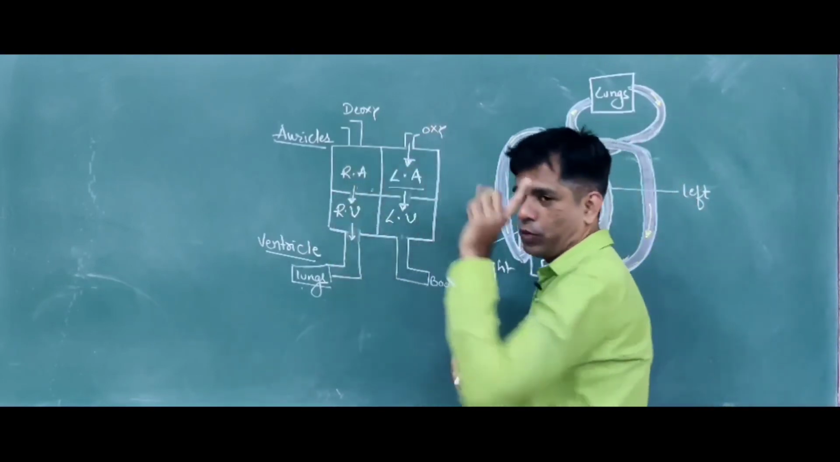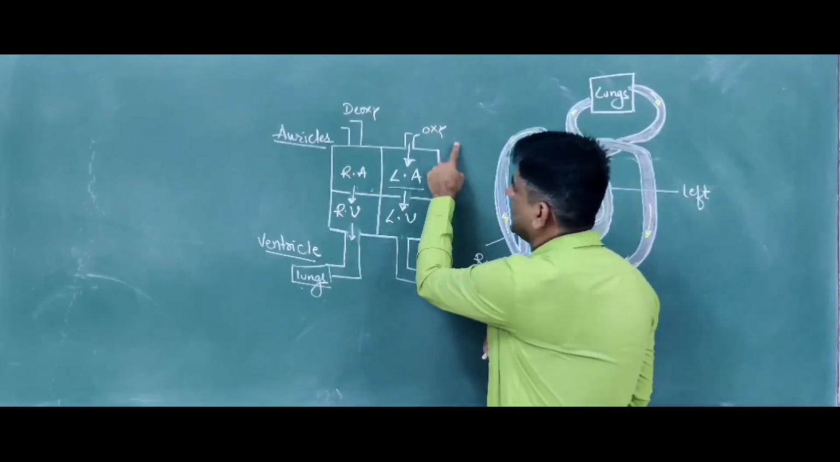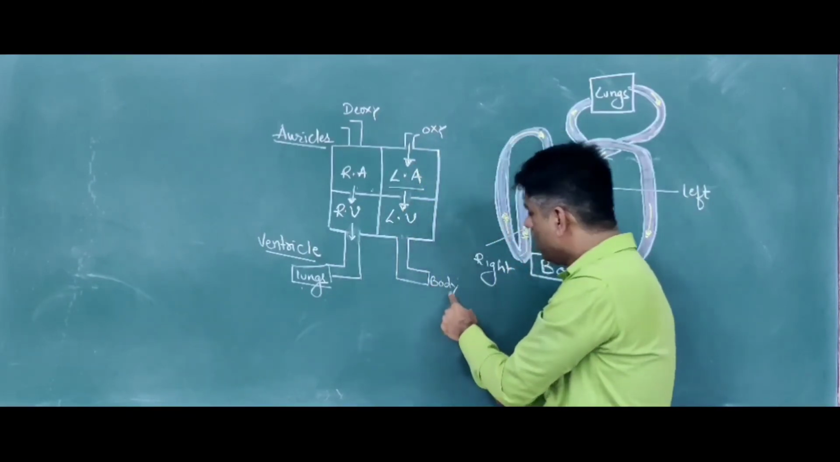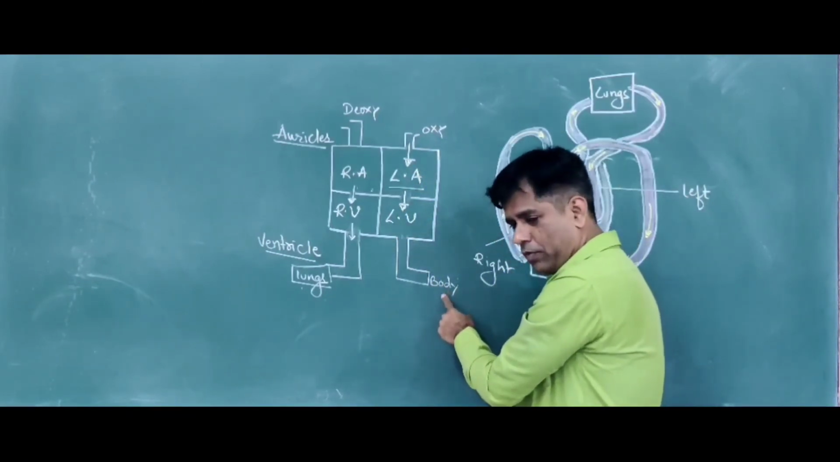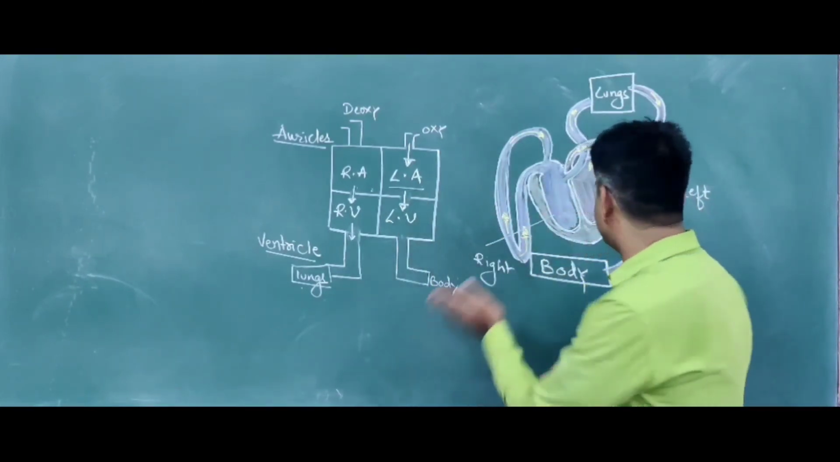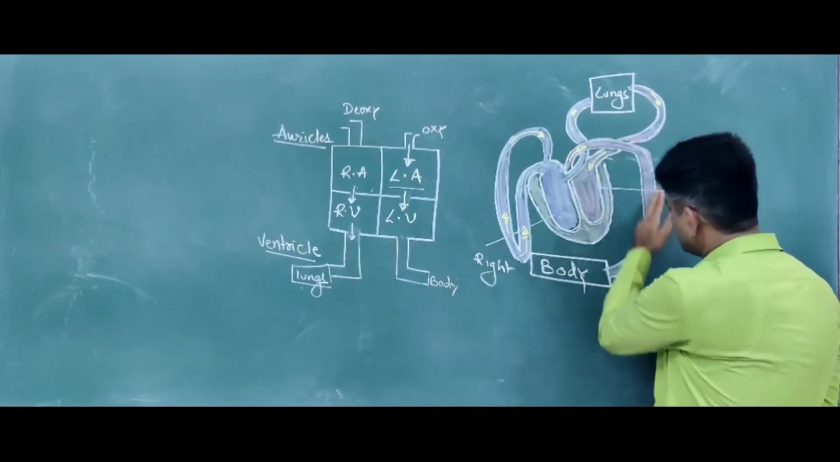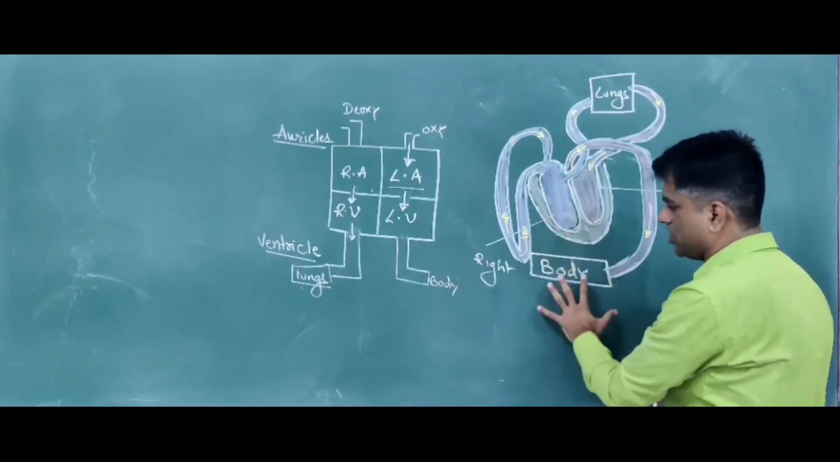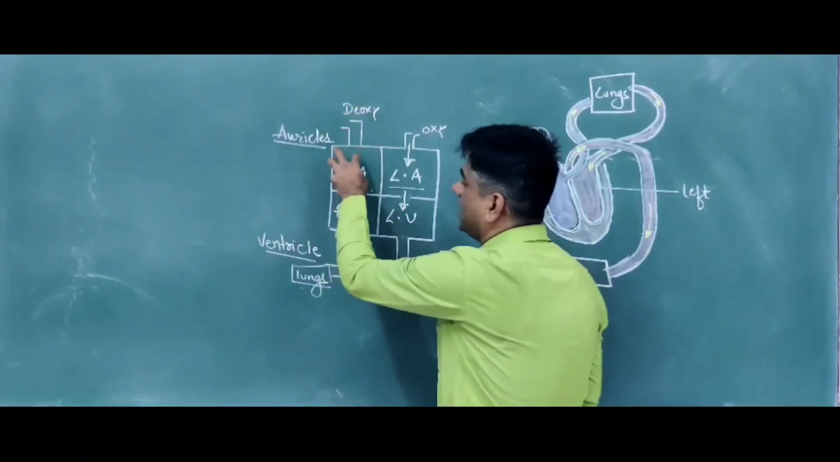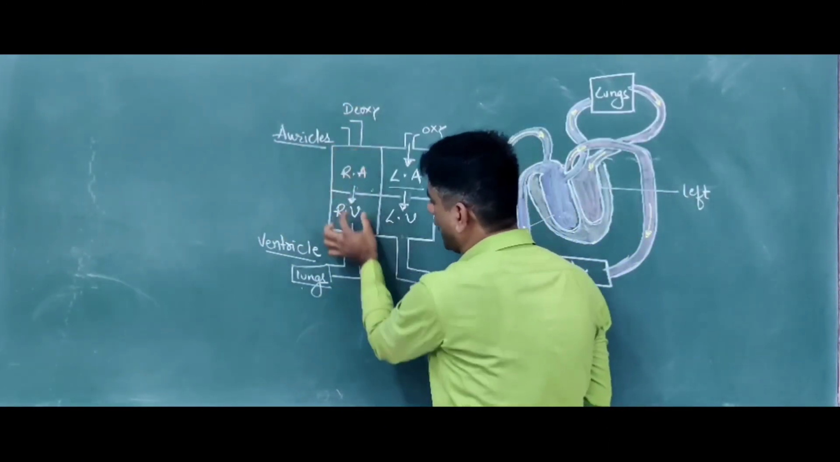So again, in 1 minute, let us repeat. Oxygenated blood from the left ventricle goes into the body. When it is circulated throughout the body, the oxygen is depleted and it becomes deoxygenated. Now it has time to enter the right side. It enters through your right auricle. From right auricle to right ventricle.